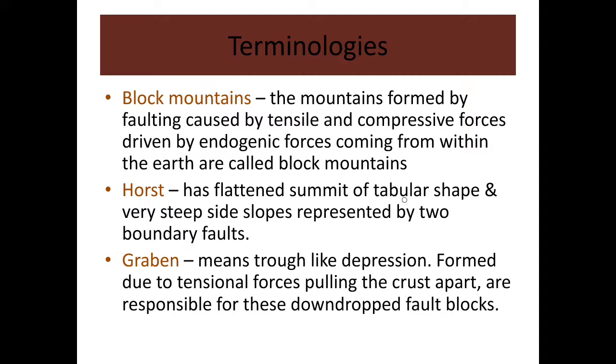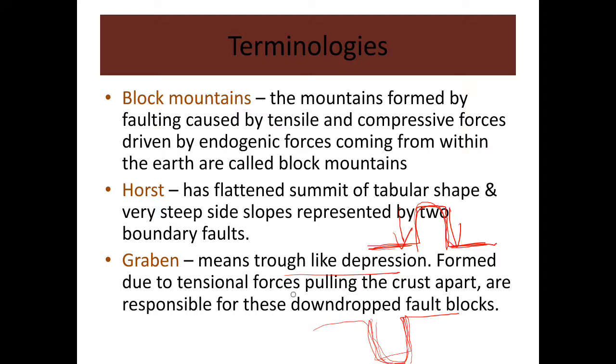A horst is a flattened summit of tabular shape and very steep side slopes represented by two boundary faults. A horst looks like this. It's tabular in shape, and both sides are very steep and have boundary faults. Then there are graben, or trough-like depressions. They appear just opposite to horst. These are depressions, whereas a horst is an elevated platform, a graben is low-lying land.